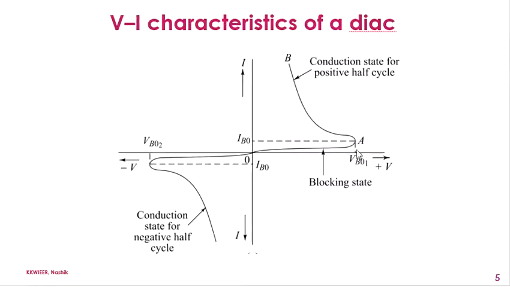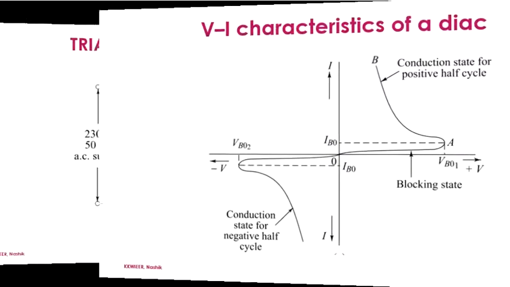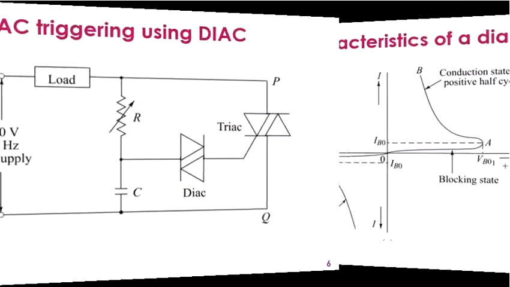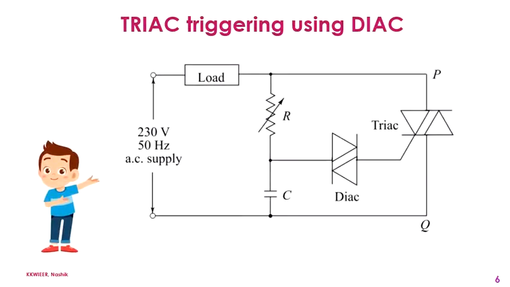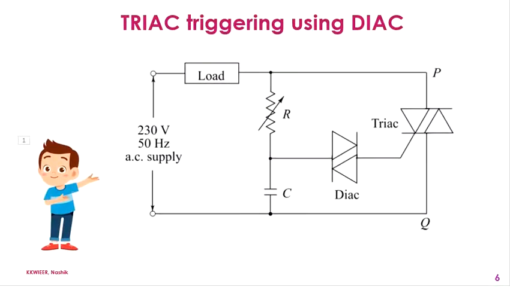Once this device starts conducting, the current flowing through it is very high. It has to be limited by some external resistance. So this is all about DIAC. Now we are going to see how the DIAC can be used to trigger TRIAC. The triggering of TRIAC can be achieved using a simple DIAC circuit.